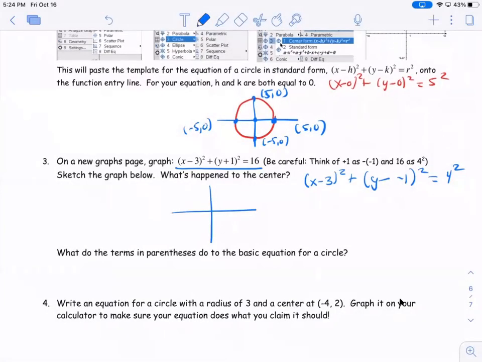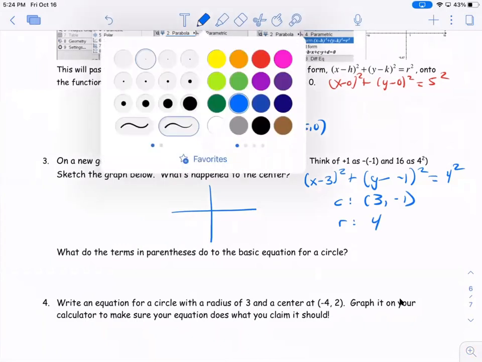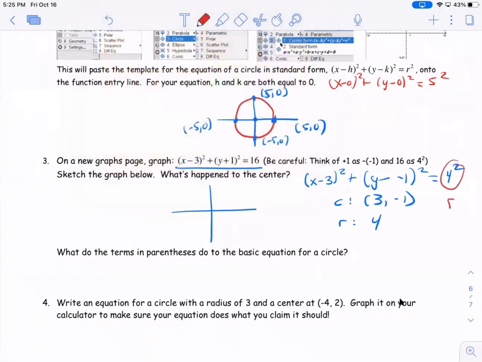So now we're going to sketch the graph that we just found, and the center here was at (3, -1). So I'm going to write that down. Center was at (3, -1), and the radius is 4. And we know that from our equation, right? This is r squared. So I'm going to plot the center at (3, -1). And then the radius is 4. So that means we move up 4 and down 4, left 4 and right 4 from the center.